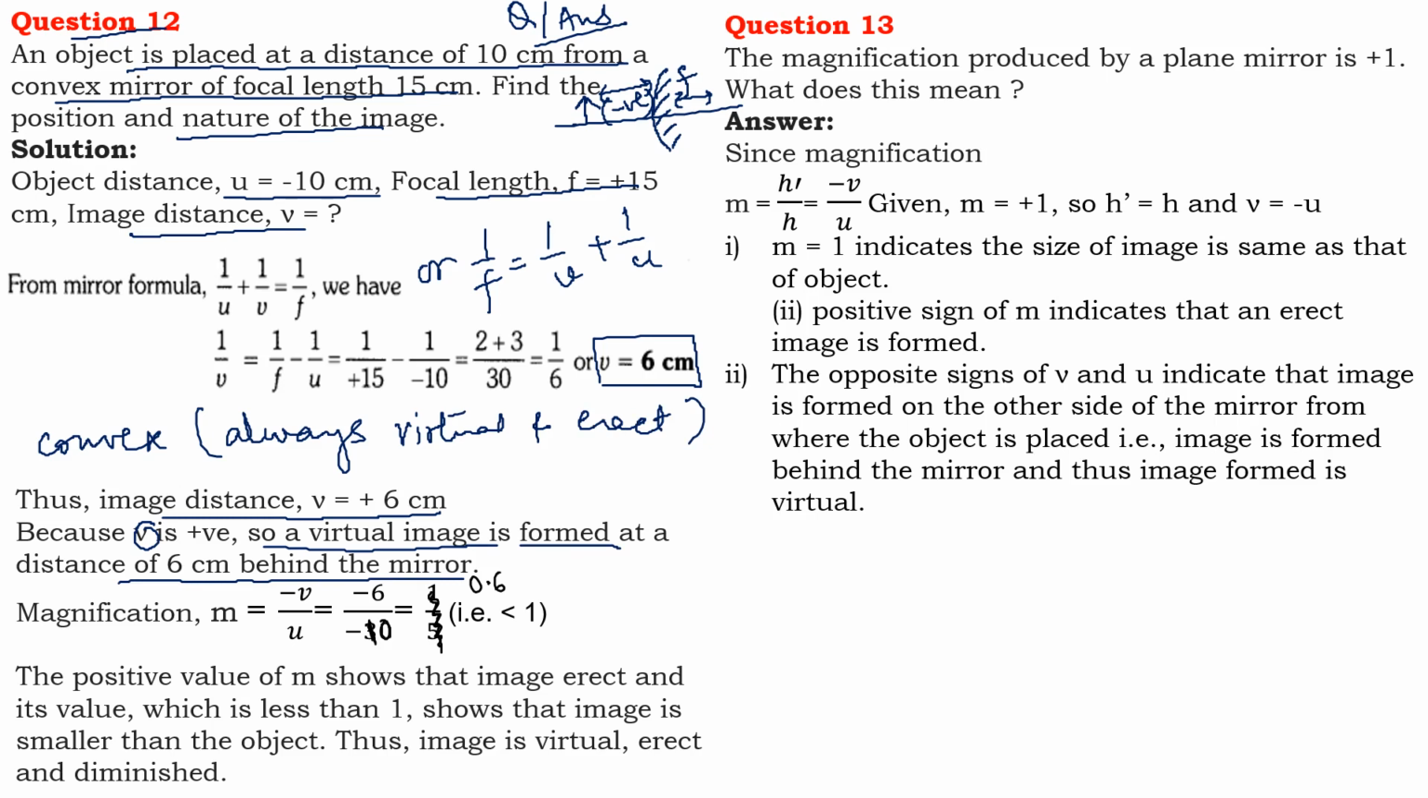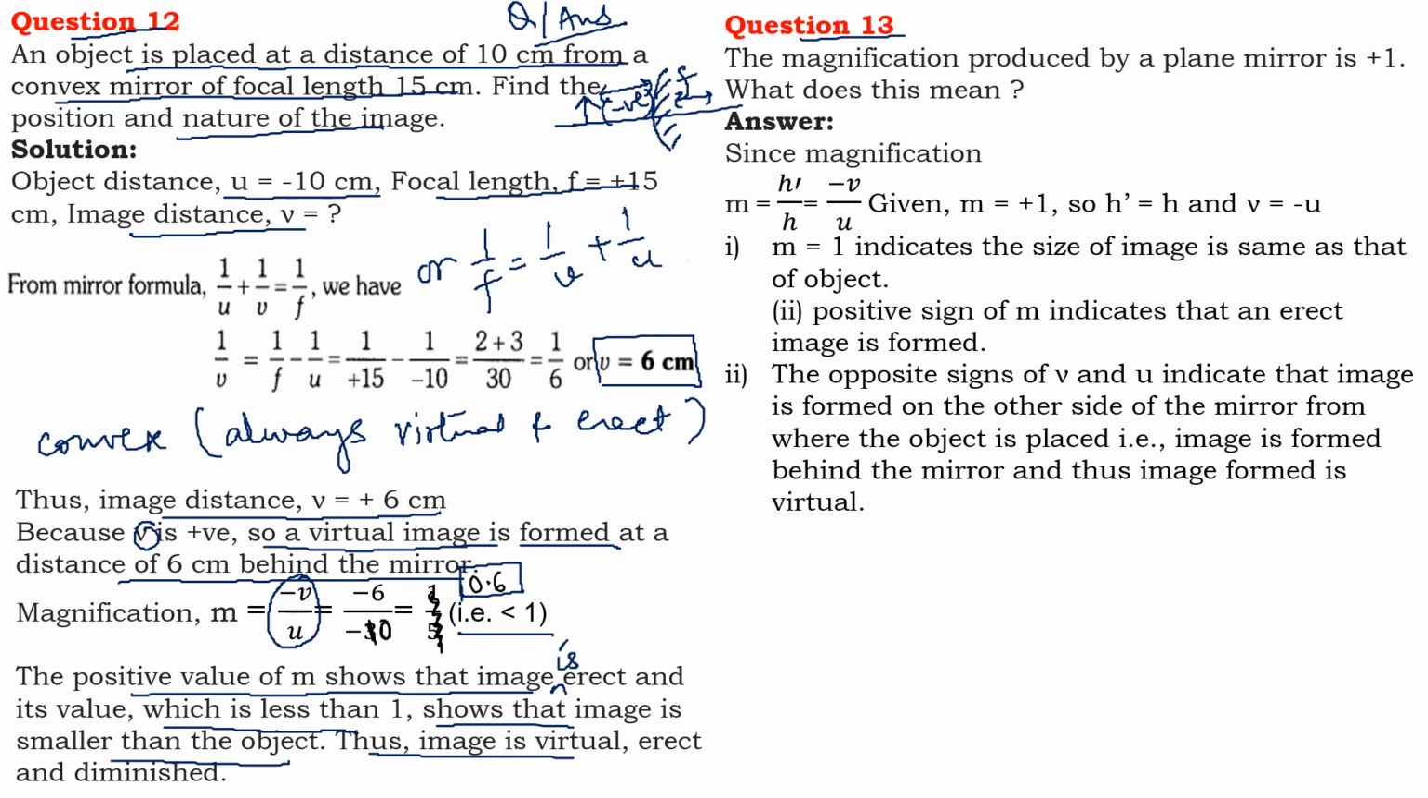The magnification is minus v by u. So minus v by u is minus 6 by minus 10, that is 0.6. Now 0.6 is less than 1. The positive value of m shows that the image is erect and its value is less than 1, which shows that the image is smaller than the object. The image is virtual, erect and diminished. Diminished means smaller in size.